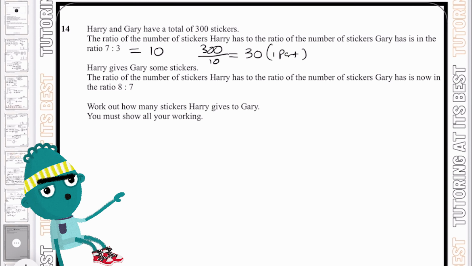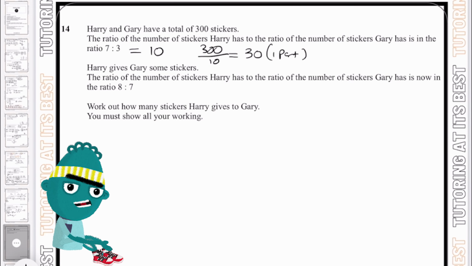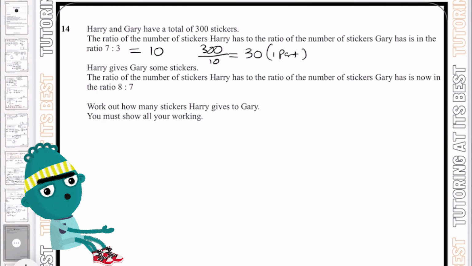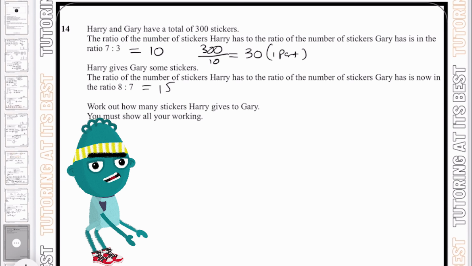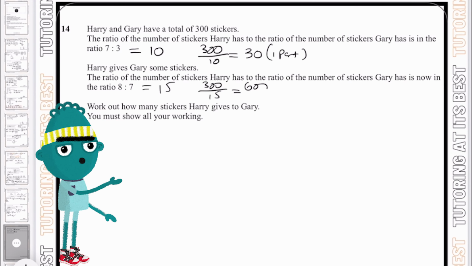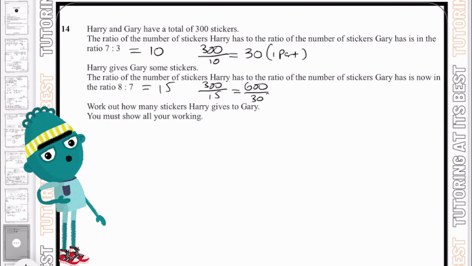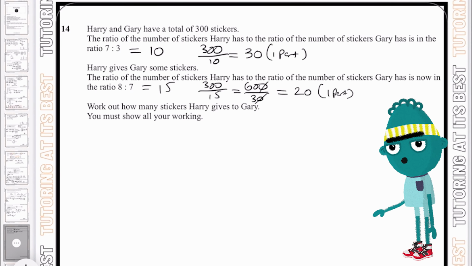Harry then gives Gary some stickers. And the ratio of the number of stickers Harry has to what Gary has is 8:7. So if we add that, that gives us 15. And if we have 300 divided by 15, that again we can double to 600 over 30, cut out the zeros and have 60 divided by 3, which gives us 20, which is again 1 part. And it's now asking how many stickers Harry gives to Gary.